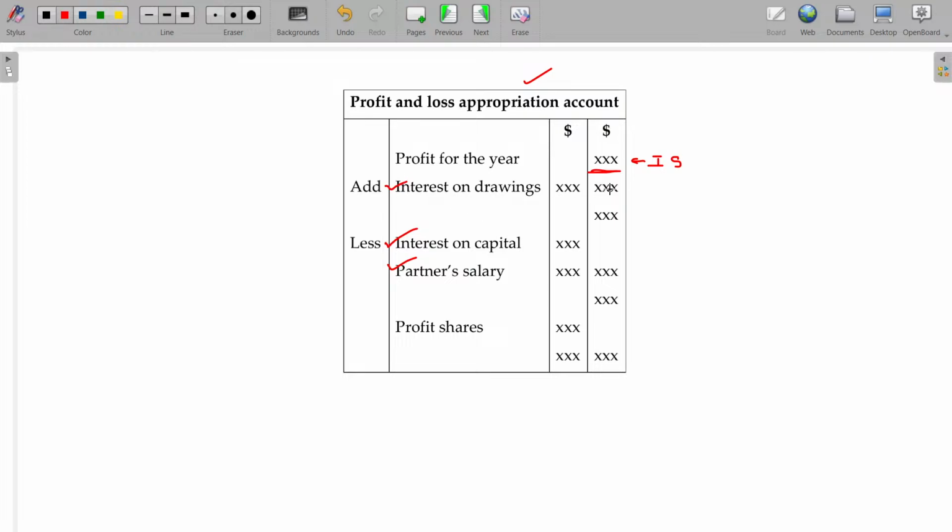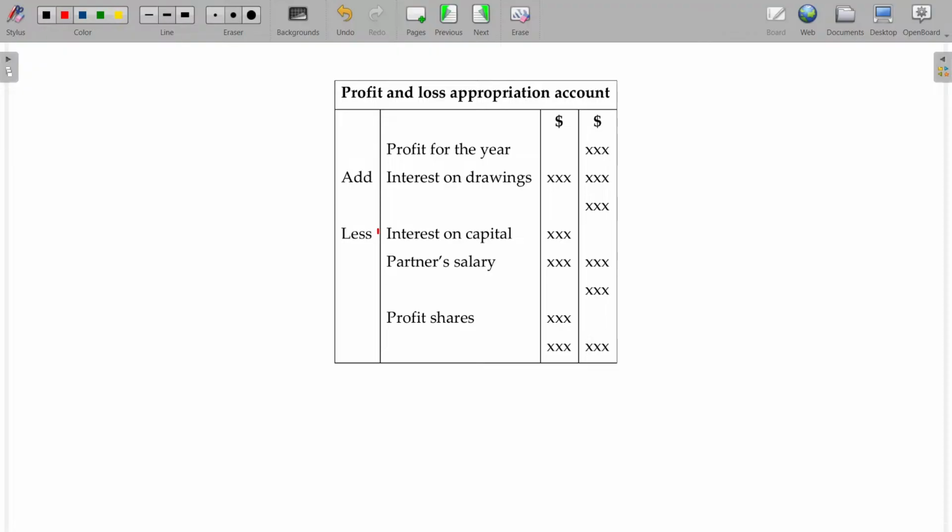So interest on drawings will be added to the profit for the year, and this is the total income distributable or apportioned to the partners for interest on capital, partners' salary and all. Sometimes it may also be for some commission. Whatever amount is left over out of that profit, the profit share, will be distributed to the partners. So these are the three elements predominantly we have. What are they? Interest on capital, partner salary, and leftover profit share. Okay, these things are going to be subtracted.